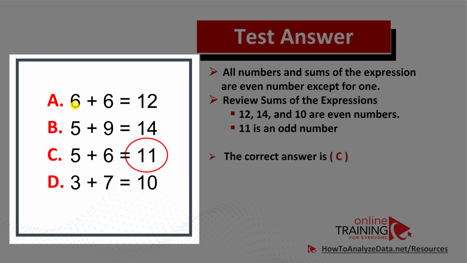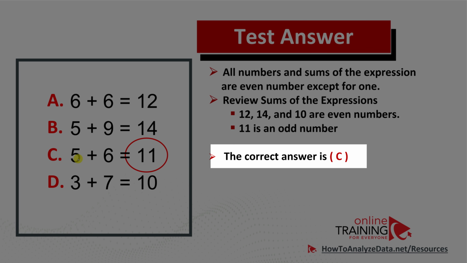If you look on the left side of the expression, you see that 6 plus 6 is the combination of even numbers, and you see that 5 plus 9 and 3 plus 7 is the combination of odd numbers. So expression C stands out because you have combination of odd and even numbers in the choice C. So the correct answer, as you might have figured out, is choice C. And there are multiple ways how you can look for clues to solve these types of challenges.